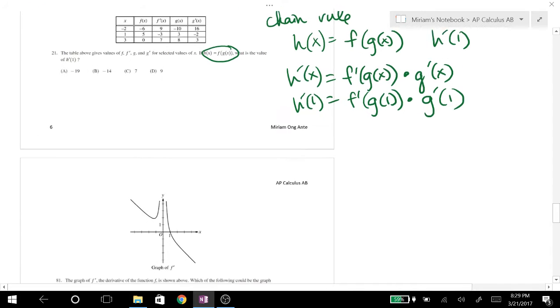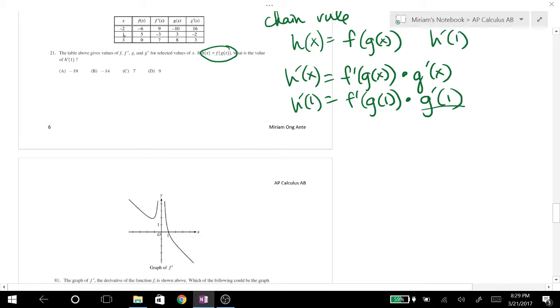Find the values. Let's start with g prime of 1. G prime of 1 is negative 2. Times, what's g of 1? G of 1 is 3. F prime of 3 is 7, so this becomes 7 times negative 2, which is negative 14.